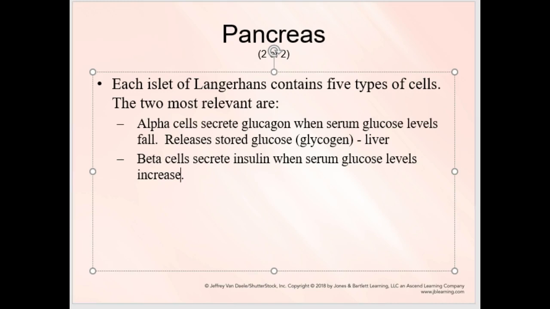Insulin will then attach to receptors on cells, and it will take glucose and put it into the cells so we can use that glucose for energy. Insulin also promotes us taking glucose and putting it into the liver to store as the stored form, glycogen.